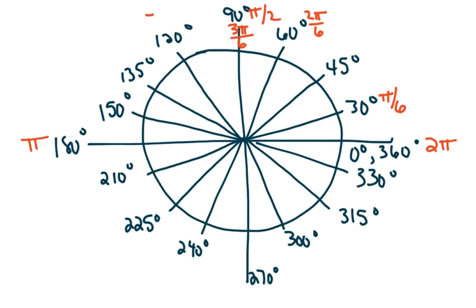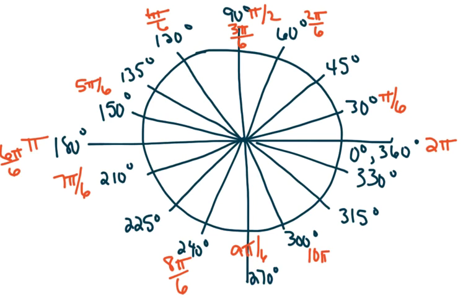If you go another 30 degrees, you'll be at 4 pi over 6. And then another 30 degrees will be 5 pi over 6. Another 30 degrees you'll be at 180, which is 6 pi over 6. Then you'll be at 210, which is 7 pi over 6. And then 240 is 8 pi over 6. And then 270 will be 9 pi over 6. 300 will be 10 pi over 6. 330 will be 11 pi over 6, and then 360 will be 12 pi over 6. So every time you go 30 degrees, you go another pi over 6 radians.